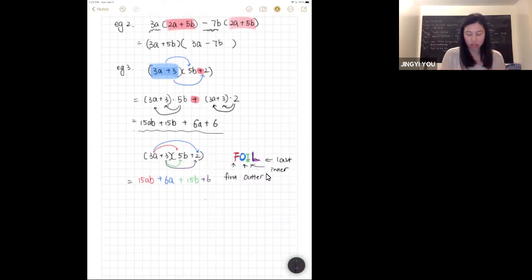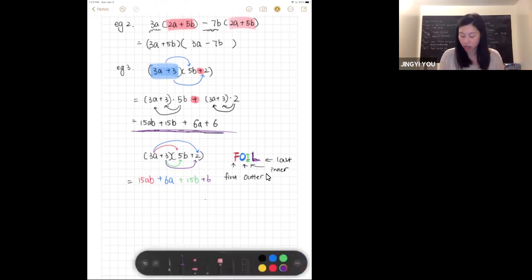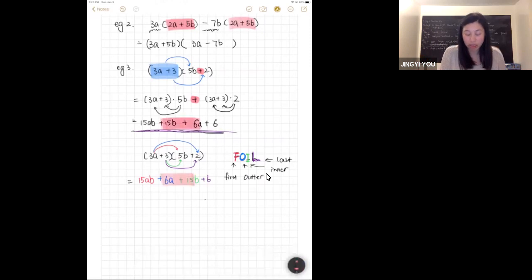So look, they are the same: 15ab plus 6a plus 15b plus 6. If you notice, the order may be different, but they're the same because by the properties of operations, you know that a plus b is equal to b plus a. So the order doesn't matter. That means these two are equal. So this is a new method we learned, FOIL.